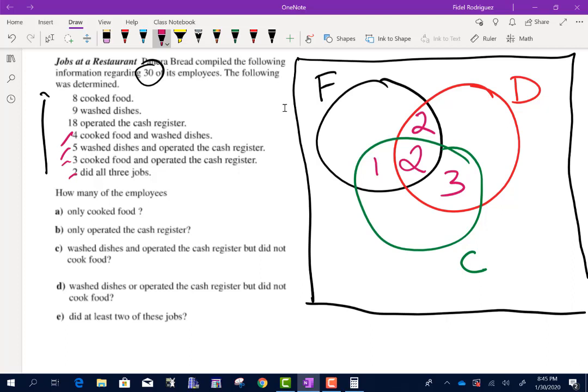Okay. 18 operated the cash register. So everybody in the green circle is going to add up to 18. So 3 and 2 is 5, and 1 more is 6. 18 minus 6, that's going to give me a 12 right there.